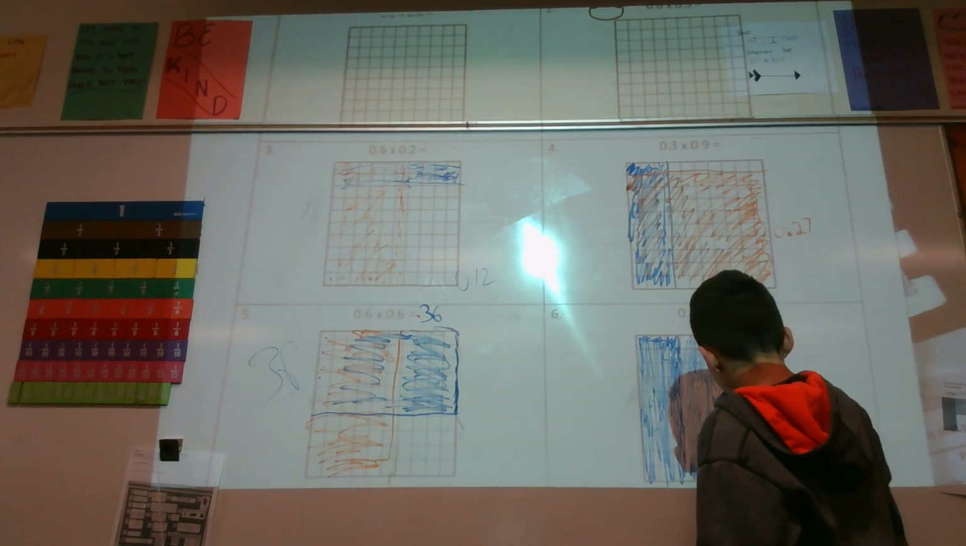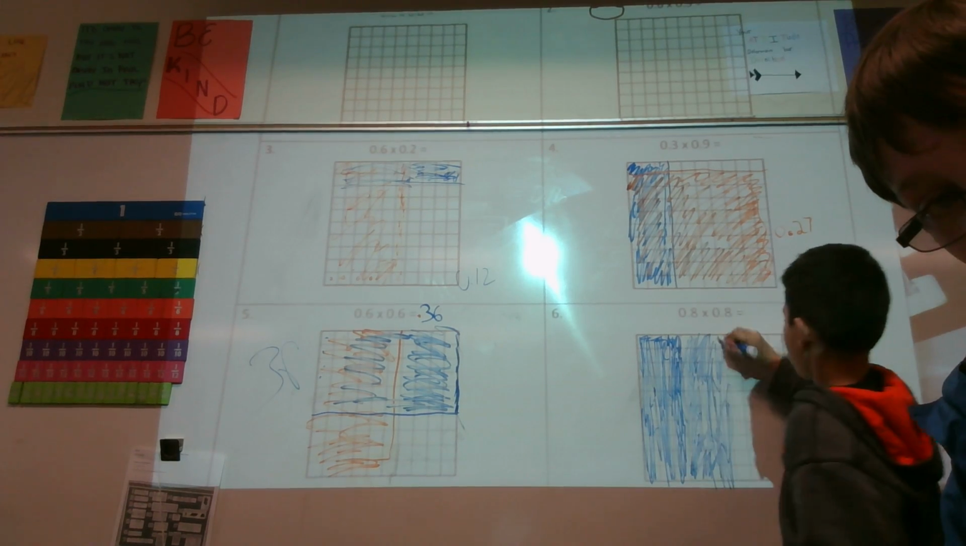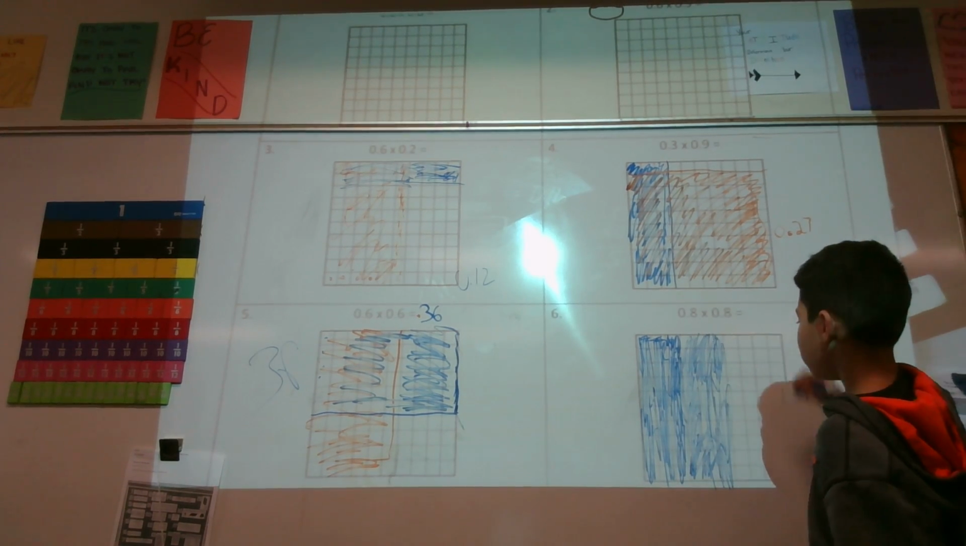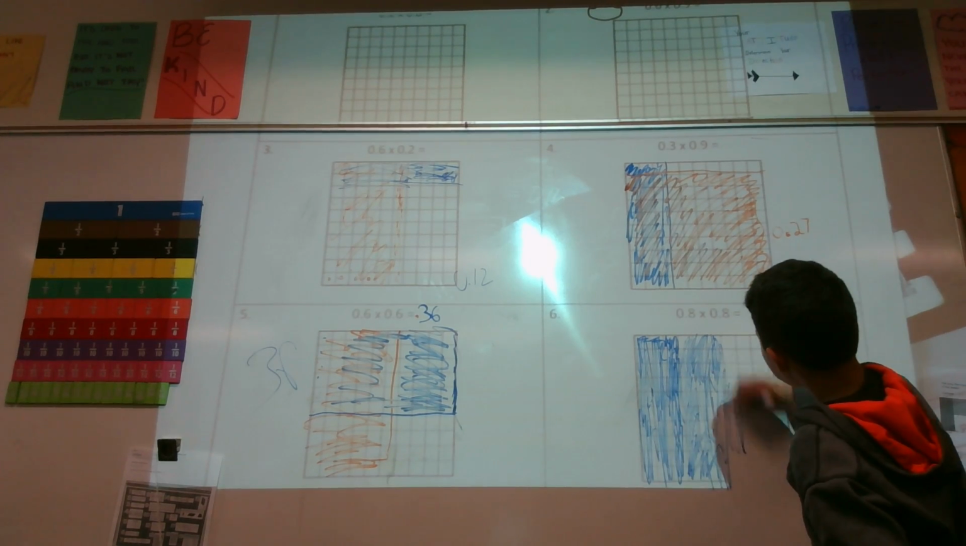I like to scream. So Justin is shading eight tenths horizontally and eight tenths vertically.